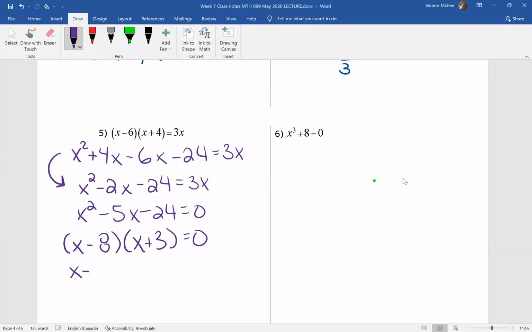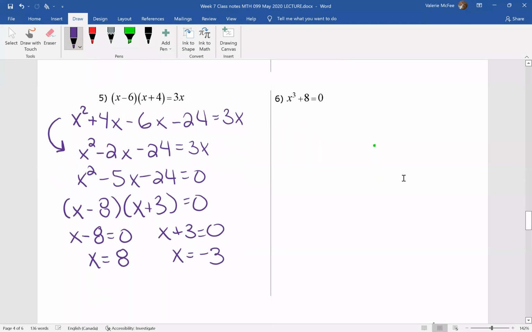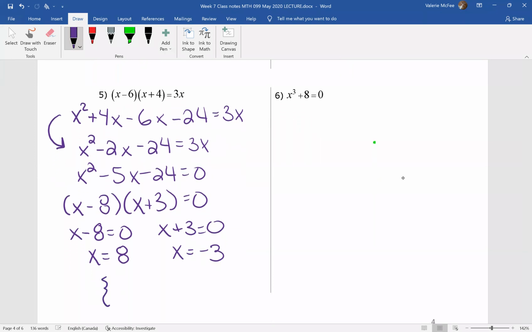So using the zero factor theorem, we have 2 equations now that equal 0. I hope you were able to find that x equals 8 and -3. Of course, if you're showing this inside the brace brackets, you don't need to write x equals there. We just separate our answers by a comma. So let's talk about question 6.